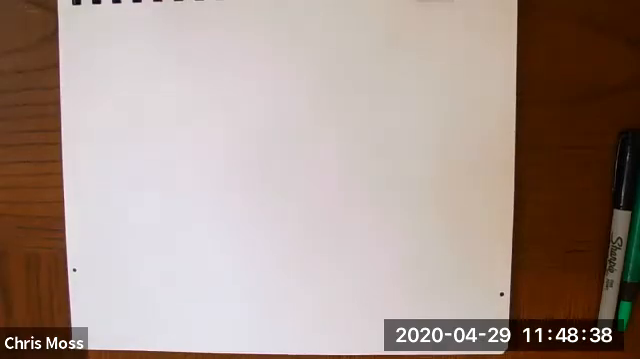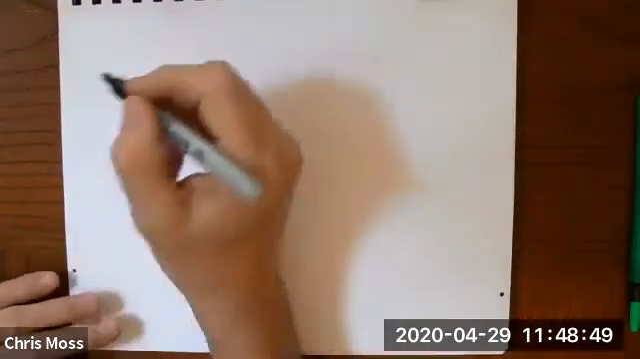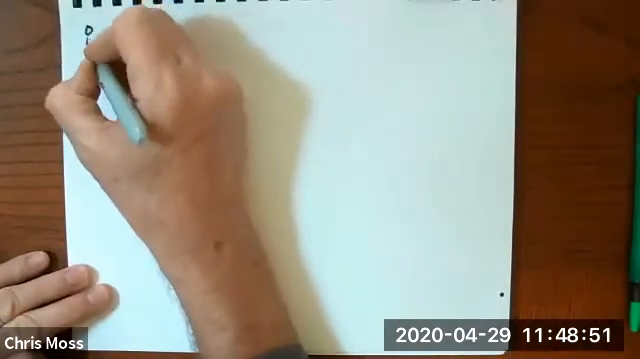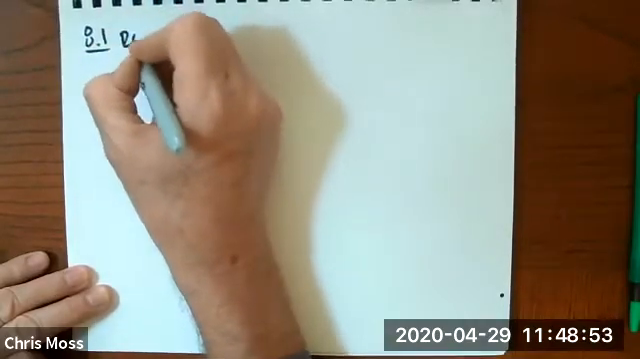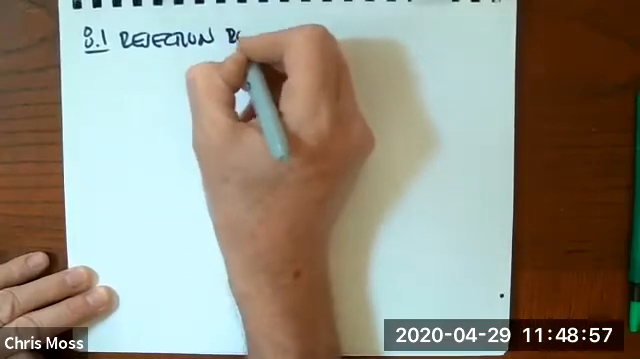All right, so let's see. All right, so this is 8.1, rejection regions.